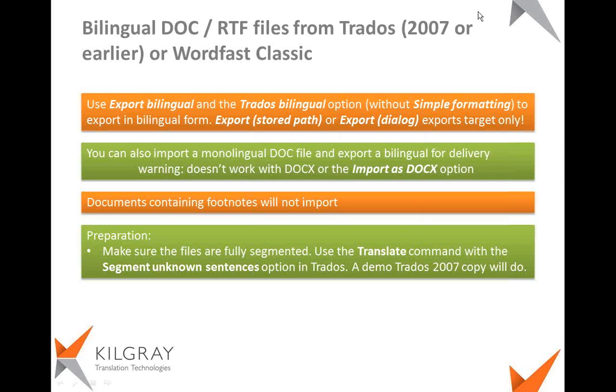About preparing these documents, they need to be fully segmented. In many cases, these documents are only partially segmented, so some segments have source and target variants, and some others only contain the source. MemoQ needs full segmentation, and you can either ask your client to do this for you, or you can have a demo copy of Trados 2007 installed for yourself, and then you can use the translate command in Trados Workbench with the segment unknown sentences option to prepare the document to make sure that it is fully segmented. So if you receive a partially segmented file, you may need to do this.